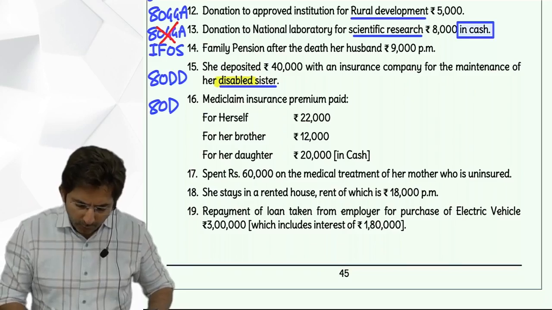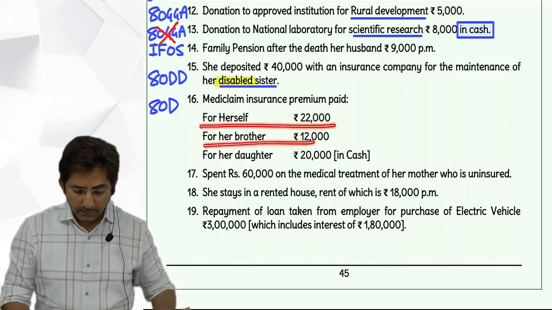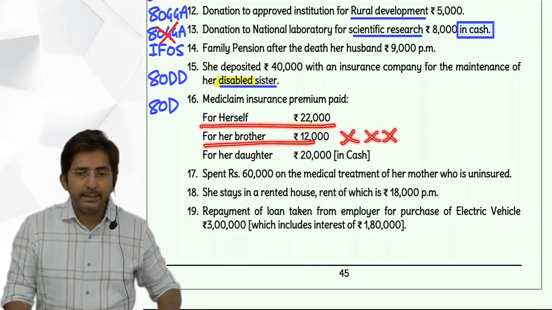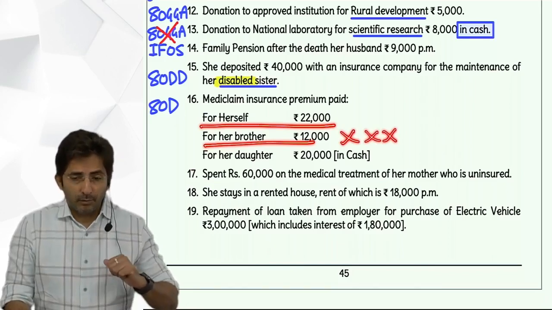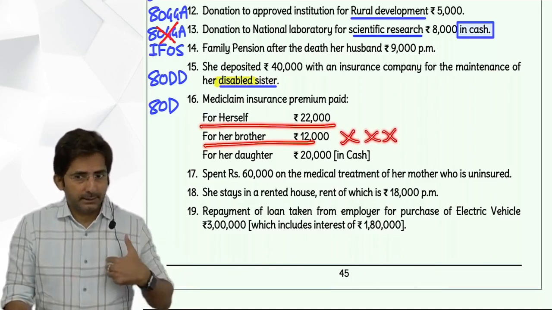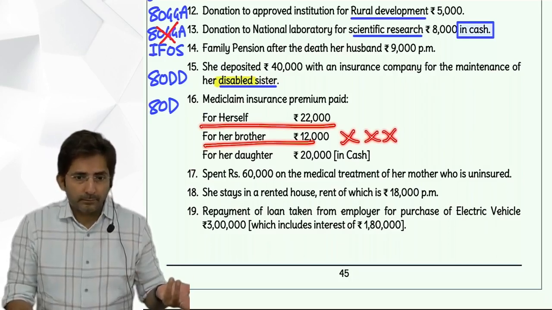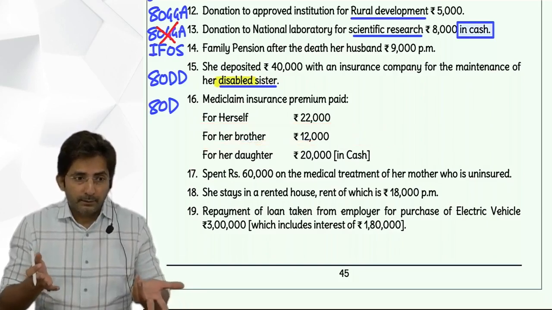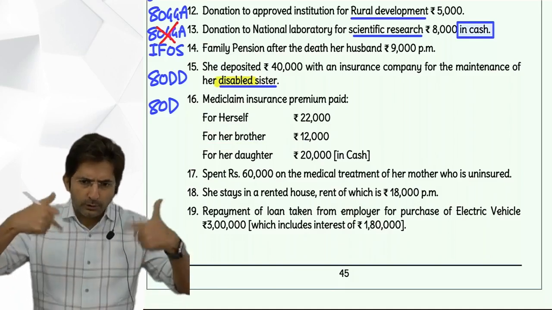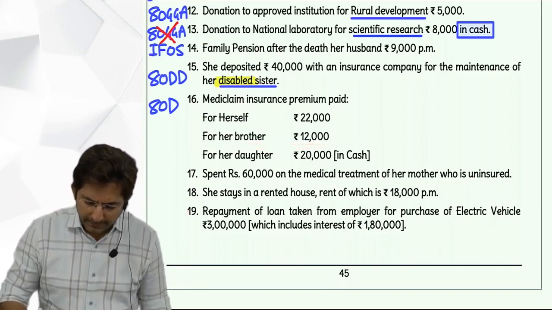So see here what all we have. Herself means assessee, allowed. Brother, not allowed. Brother is not covered in 80D. In 80D, who are there? Assessee, spouse, dependent children, parents. So brother is not covered. See, you have to revise properly. If I just guide you and give you the direct answer, that is not the right way. You should know all the things on your own. So brother is not eligible. Did you understand that?